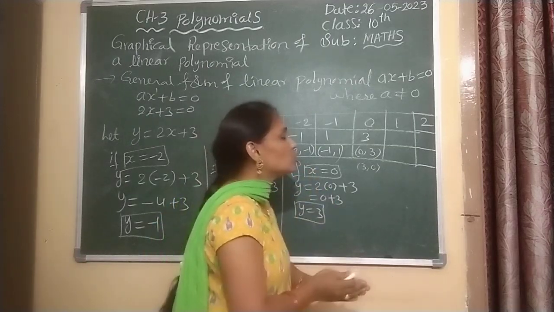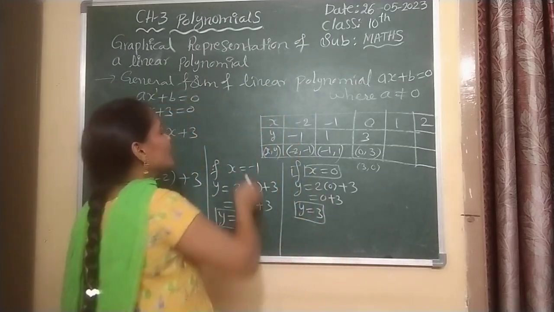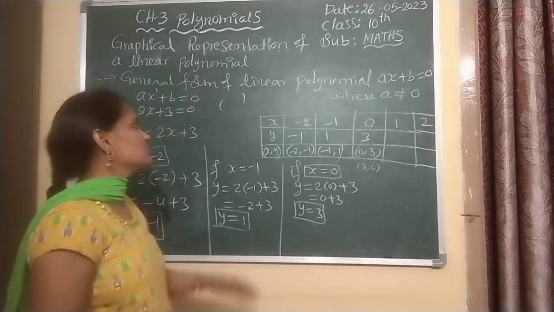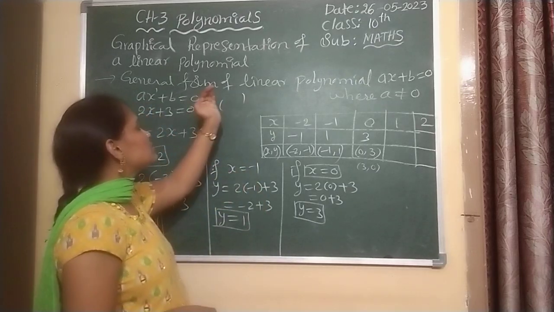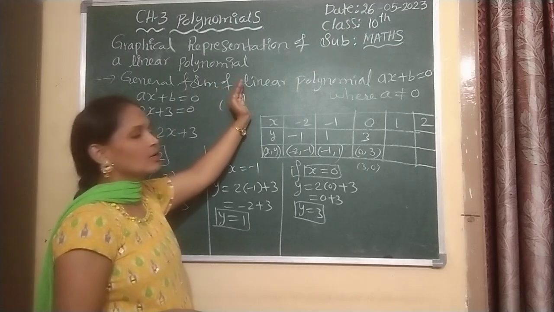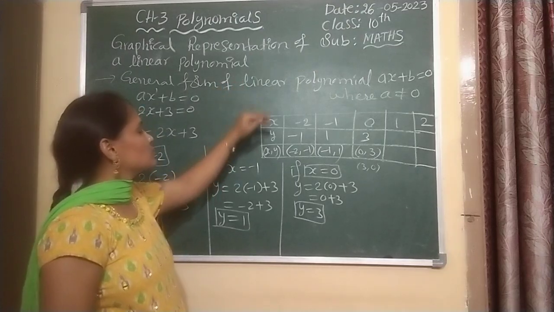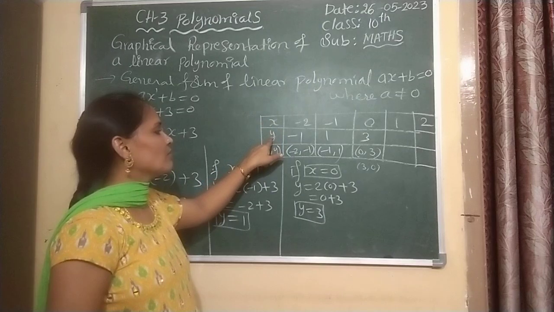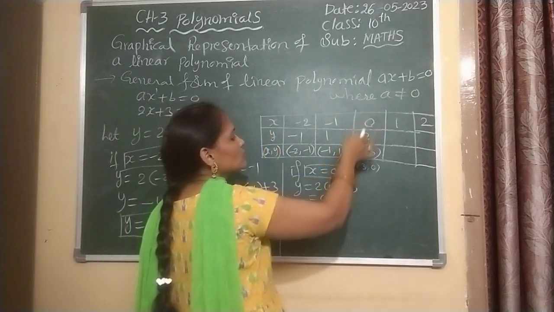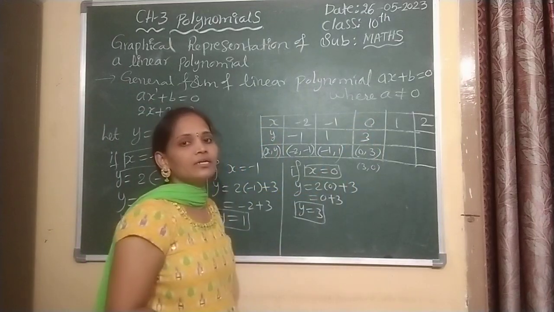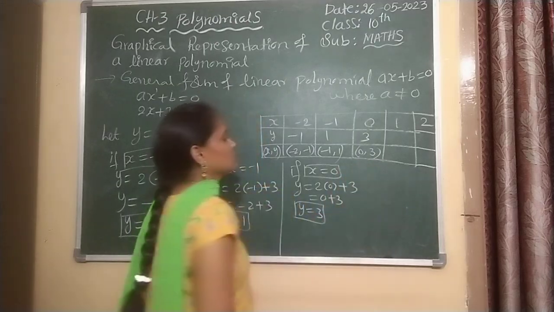So you can tell them, when we are writing coordinates, meaning points, first we should write the x coordinate, then we can write the y coordinate. Right. So first x we should write, then y we should write. Here x is 0, y is 3. Like that we can say to the students.